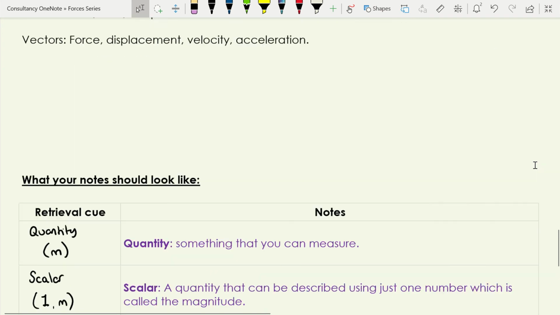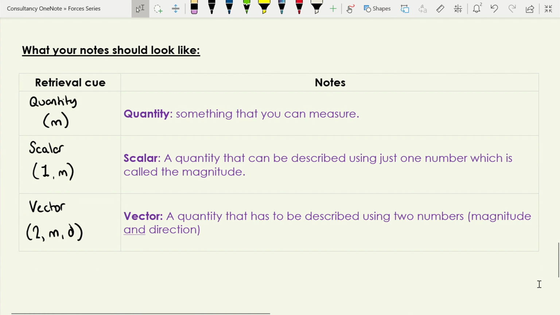So I want to finish off by taking a look at what our notes should be looking like at this stage. And there's not too much, I think, we need to actually take away and commit to our long-term memories here. I think there's three key things. And you can see over here what we've got is my retrieval cues. So the one thing I want to know is what a quantity is. And the key word in there is that it's something that we measure.